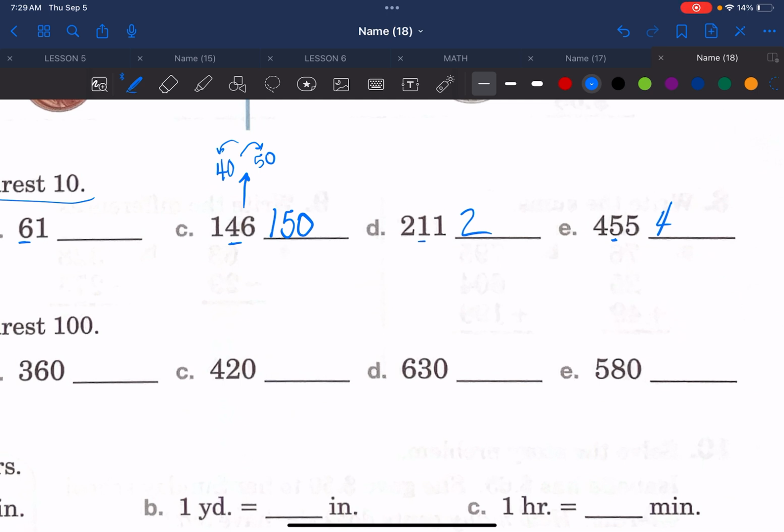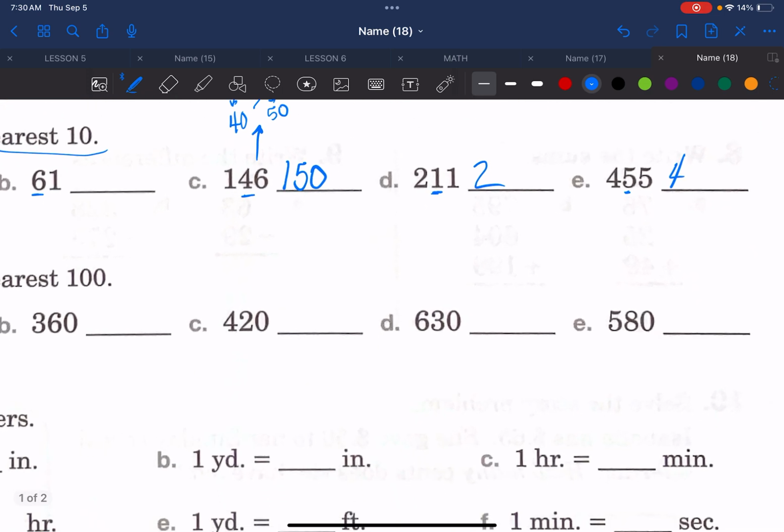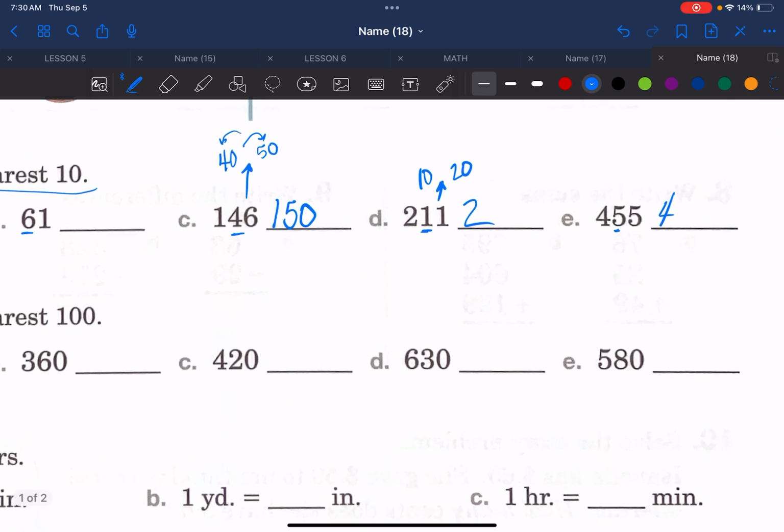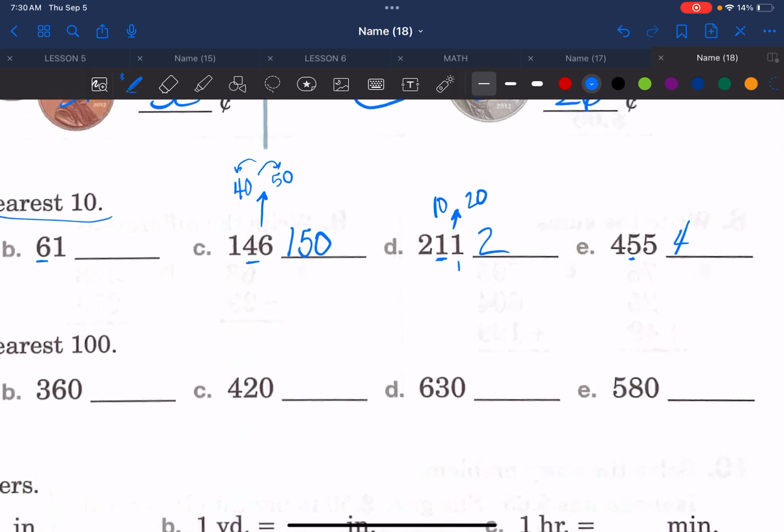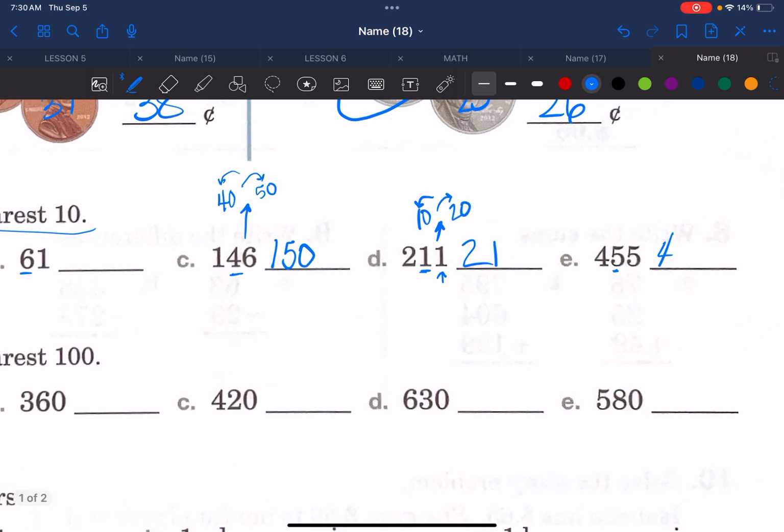All right, now we have 200 gets to stay. So now I have a 1 in the tens place. And so that means if it was a 0, it'd be 10 or 20. 11 comes in between 10 and 20. Okay, so if it's 1 now in the ones place, does that round down to 10 or up to 20? It rounds down to 10. So 211 rounds down to 210.